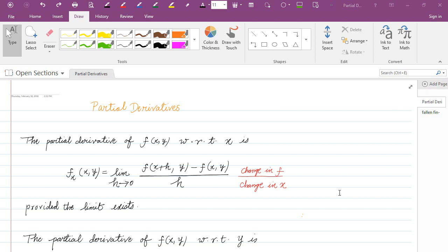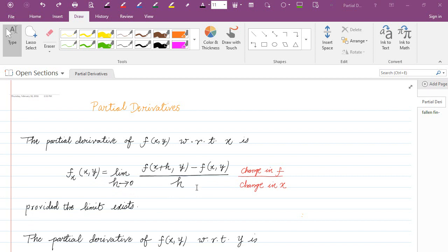In this video, we introduce partial derivatives. Let f of x, y be a real valued function of two variables x and y. The partial derivative of f with respect to x evaluated at the point (x, y) is defined to be the limit as h goes to 0 of f of x plus h comma y minus f of x, y over h, provided that the limit exists.